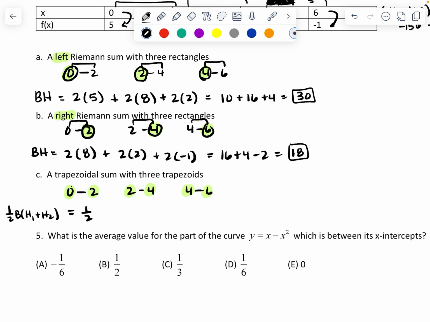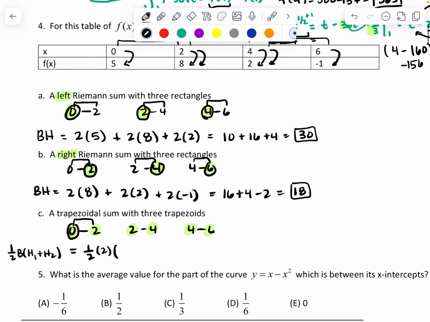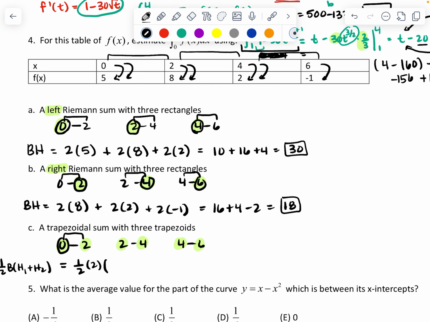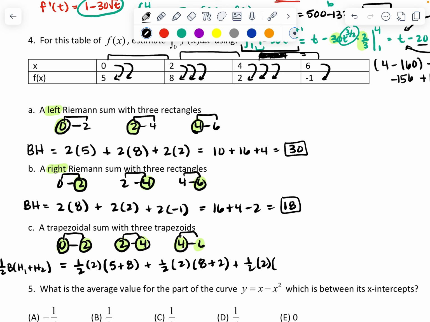So look, I have 1/2 times, the base here is 2. Now height 1. So at 0, looking at our little table here, at 0 it was 5. And then at 2, it was 8. Then plus 1/2 the base. The base here is 2. At 2, it was 8. And then at 4, it was 2. Okay, and then the last one, I have 1/2, the base is 2. At 4, the height is 2. And then at 6, the height is -1.